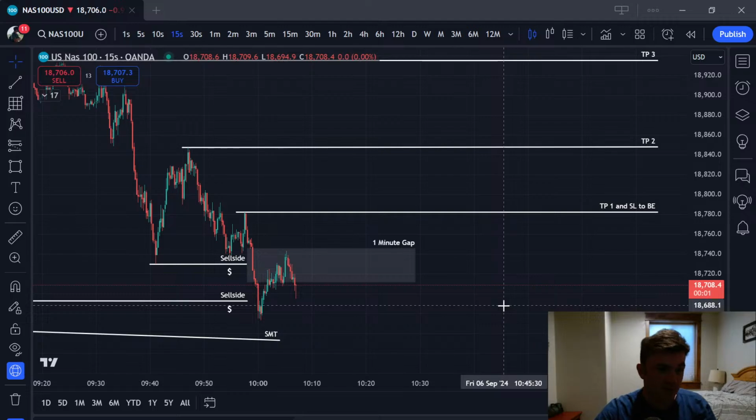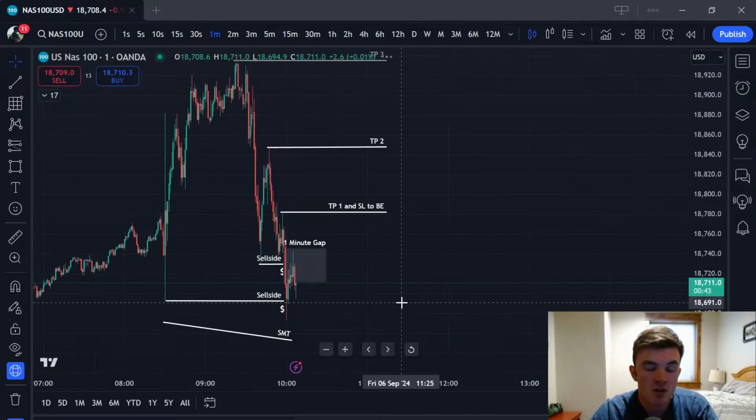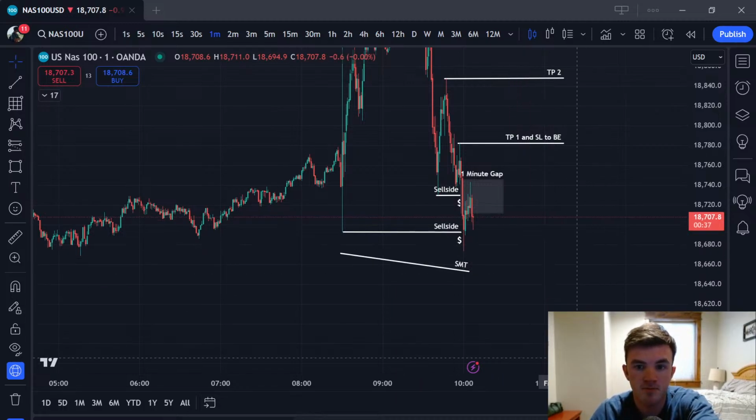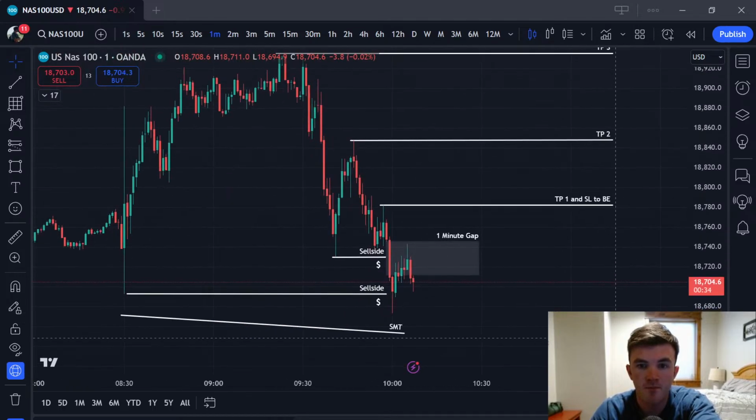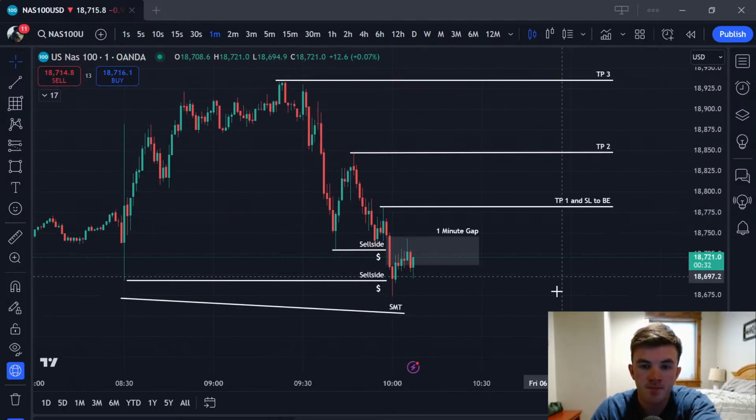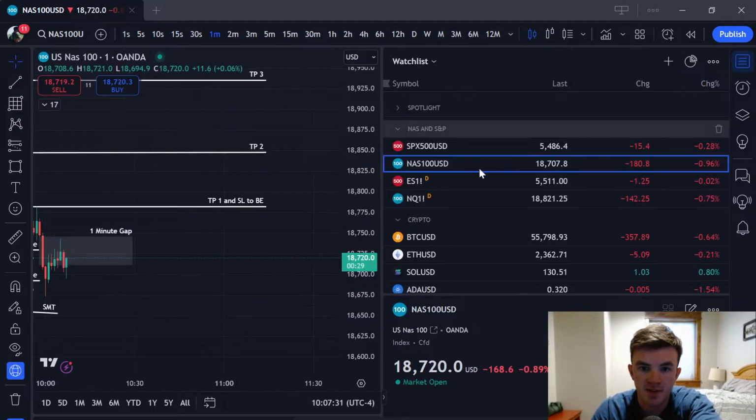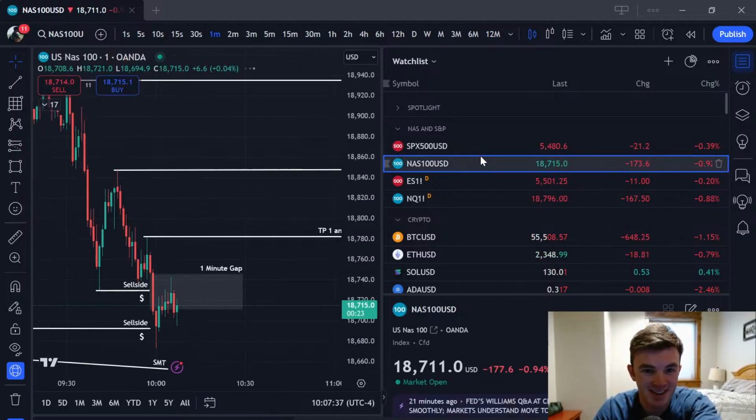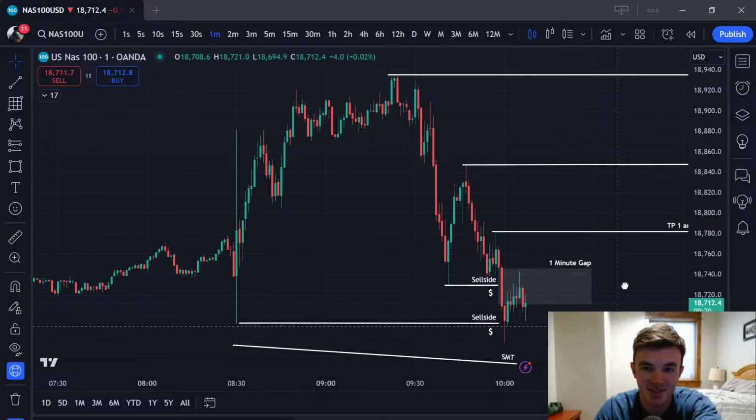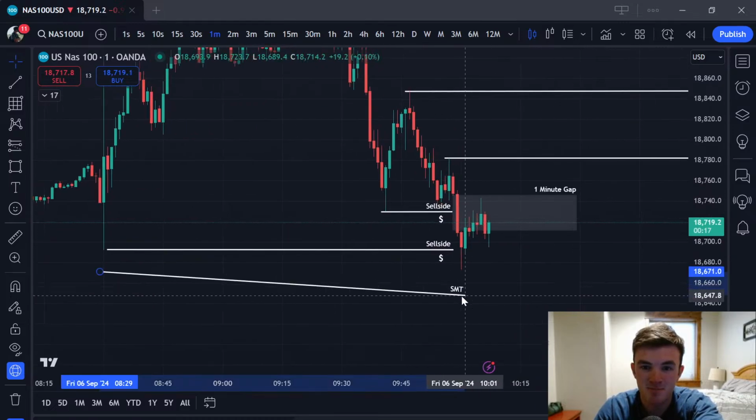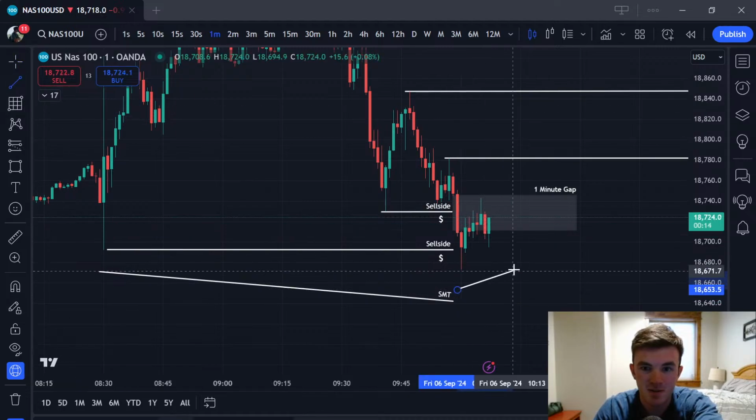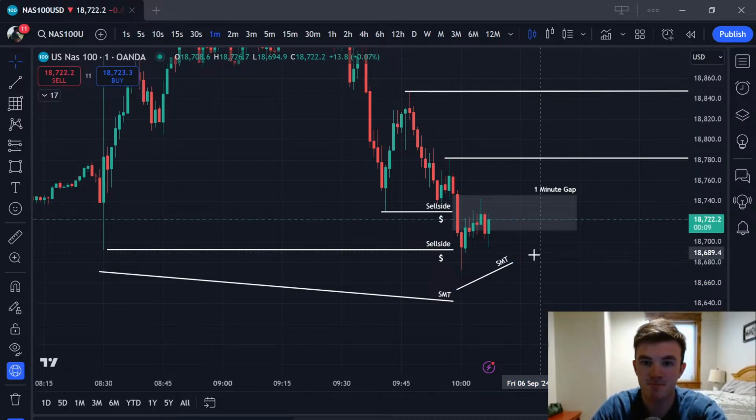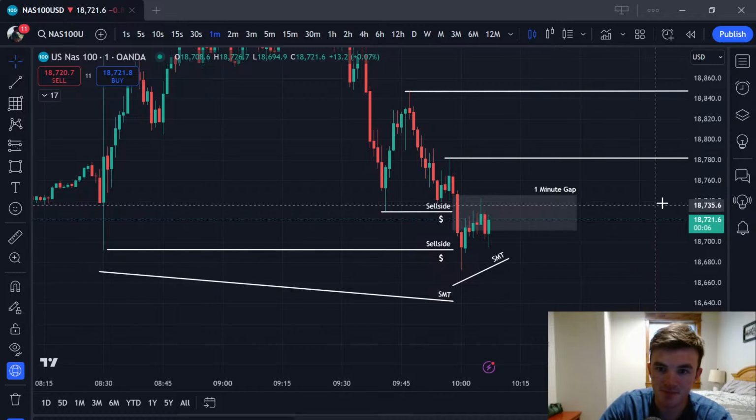Well, it looks like this 1 minute gap is holding so far. So we'll just have to see. Okay. Curious if that's like an SMT or something. Oh, it is an SMT. Oh my gosh. No way. So this is a low time frame SMT as well. Okay, this is awesome.